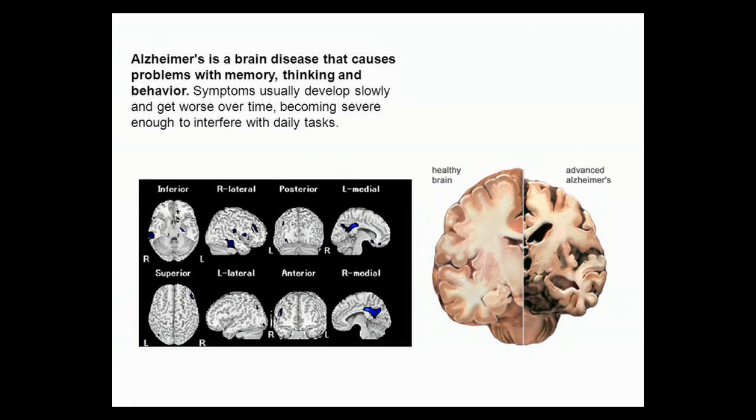Alzheimer's is a brain disease that causes problems with memory, thinking and behavior. Symptoms usually develop slowly and get worse over time, becoming severe enough to interfere with daily tasks. Here we can clearly see a healthy brain and an advanced Alzheimer's brain, and how the brain is losing its cells.